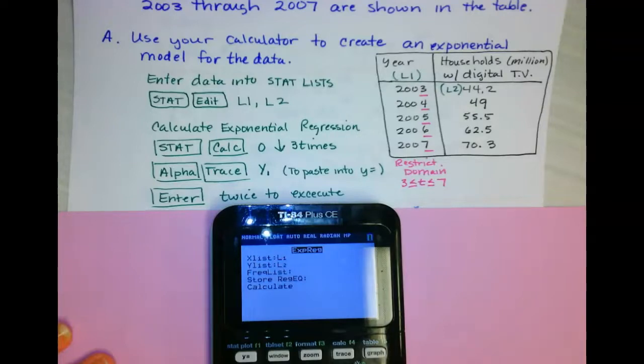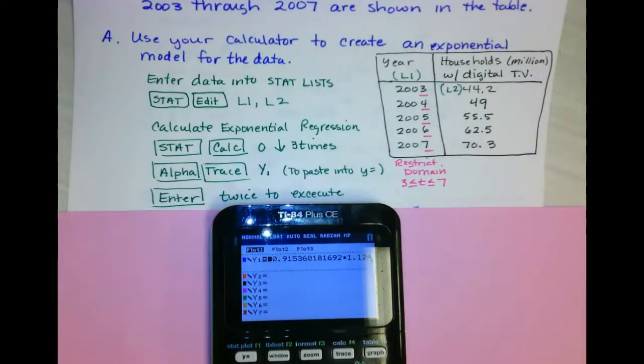So to do that, we want to paste it into Y1. So we go down to where it says regression equation right here. We do alpha trace, and that pops up the Y menus, and we pick Y1. And then we go down to calculate and hit enter. And so it's calculating that regression equation as well as pasting it into Y1 in your calculator. Okay, so we've done that, but let's go back and look at the graph now.